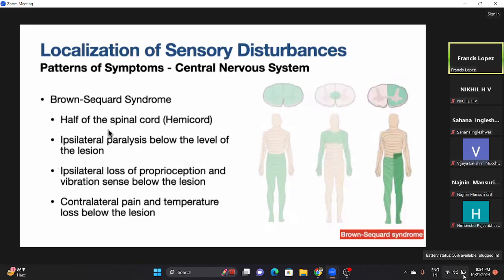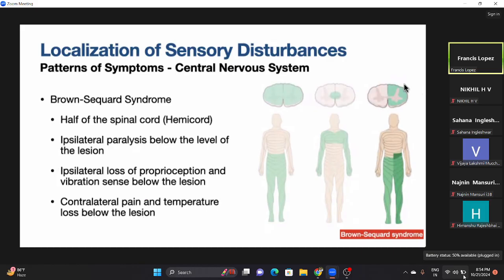One of the most fascinating distributions in neurology is the Brown-Séquard syndrome. In Brown-Séquard syndrome, or hemisection of the spinal cord, there is ipsilateral paralysis, ipsilateral loss of proprioception, and contralateral pain and temperature loss below the level of the lesion. So there's only contralateral pain and temperature loss below the level of the lesion.